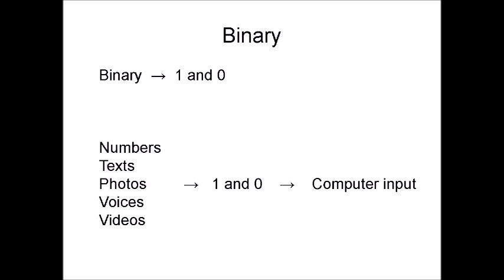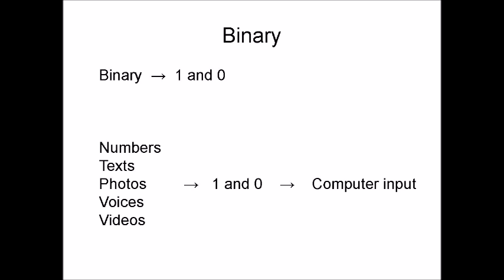Computers only read input in binary form. Binary means 1 and 0. That means all input of a computer has to be in the form of 1 and 0. You can use information of various forms as input. Numbers, text, photographs, voices, videos can all be used as input of a computer. But they must be converted into binary form first. We will come back to this issue later in the semester when we discuss data representations.